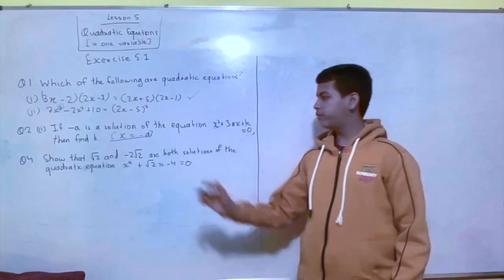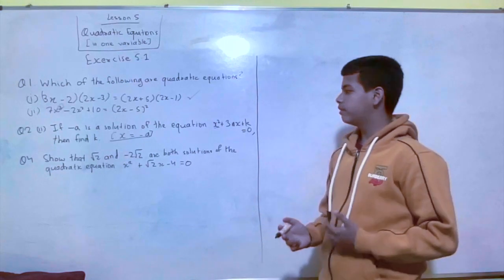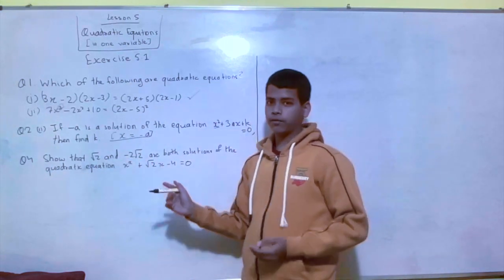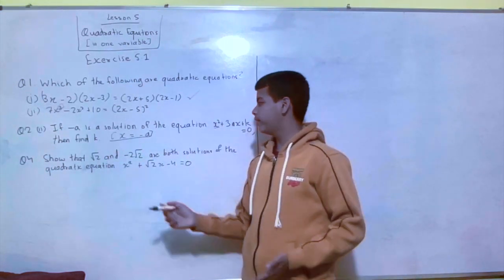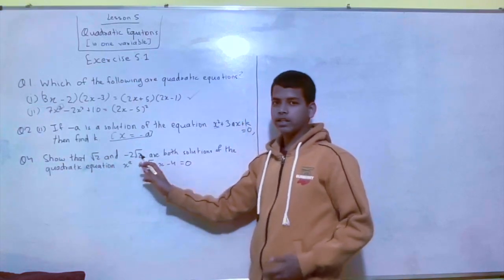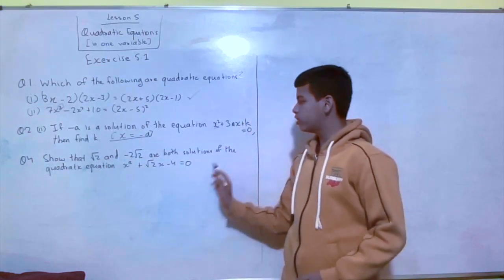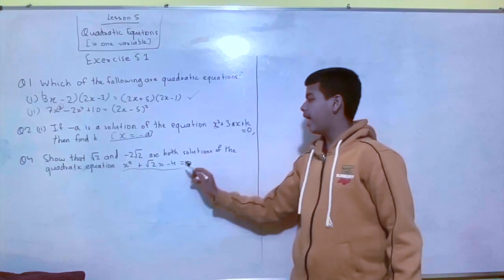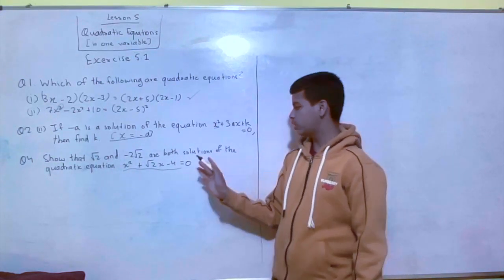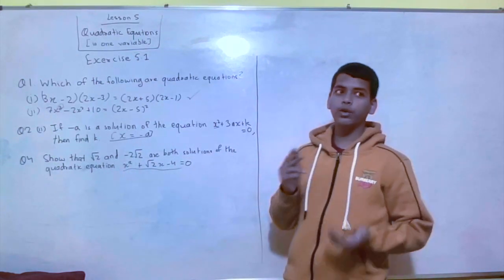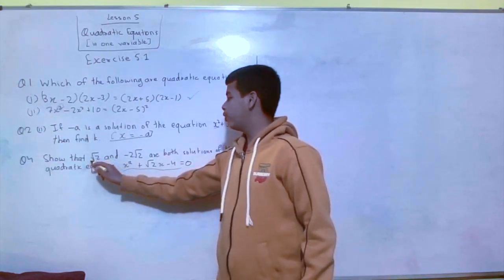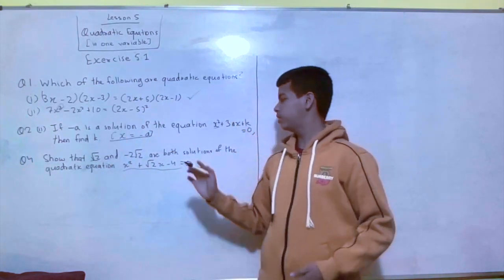Now in the fourth question, it is given to us that we have to prove. Show that means prove that. So we have to prove that root 2 and minus 2 root 2 are both the solutions of this quadratic equation, x square plus root 2x minus 4 is equal to 0. Now how are we going to do it? First we have to prove that root 2 is a solution of this equation.